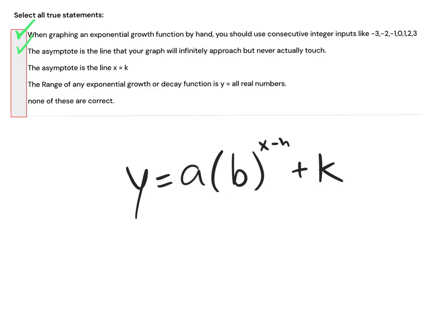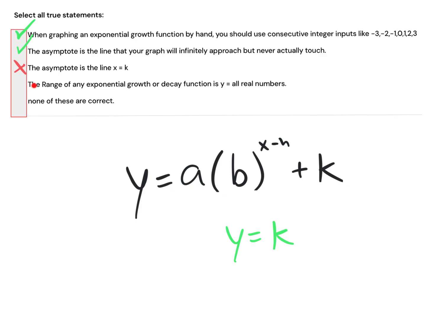Okay, now, what is the asymptote? It's the horizontal line y equals k. And if you look up here, it doesn't say y equals k, it says x equals k, which is incorrect. So you got to pay attention to that detail. So this guy is not right. Don't pick that one, okay?